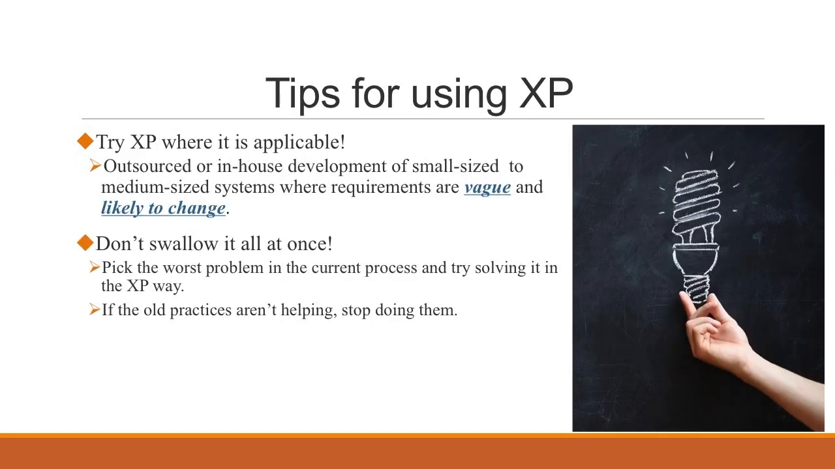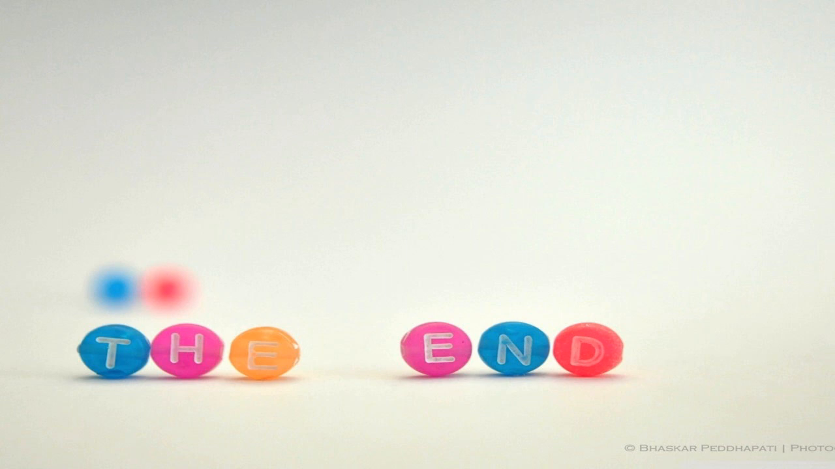Here, I will give you some tips for using extreme programming. Try extreme programming where it is applicable: outsourced or in-house development of small-sized to middle-sized systems where requirements are vague and likely to change. Don't swallow it all at once. Pick the worst problem in the current process and try solving it in the extreme programming way. If the old practices aren't helping, stop doing them. The end of our presentation.